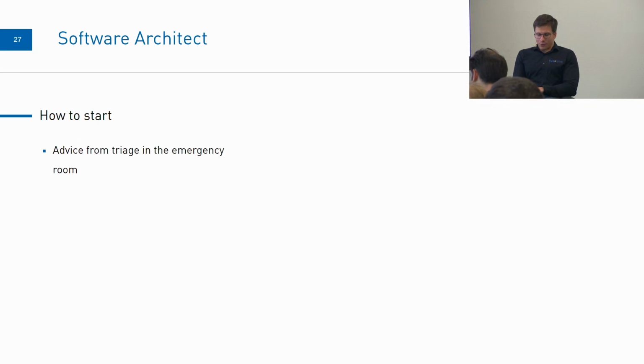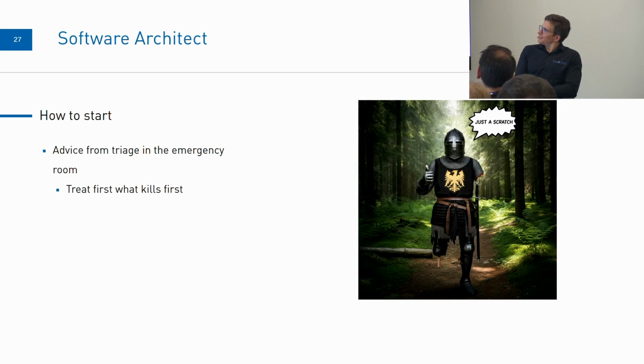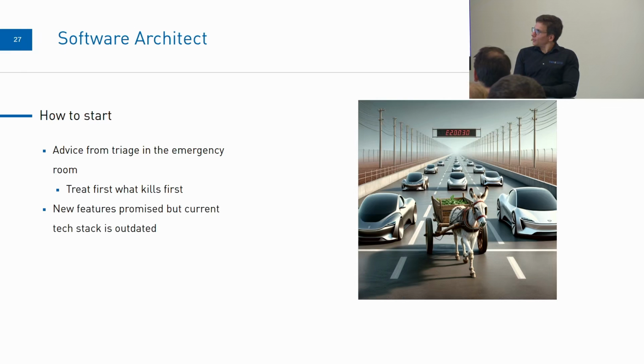So you have gotten the task, fix that old software, migrate it to something more modern. A few people get it. Treat first what kills first. I mean, there is no need in getting the newest feature if you still have log4j in your application running. Really, treat first what kills first. New features promise a lot, but if the tech stack is outdated, the other part, use a Strangler pattern.